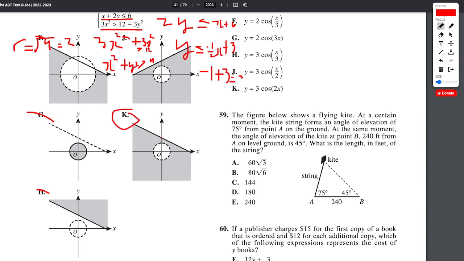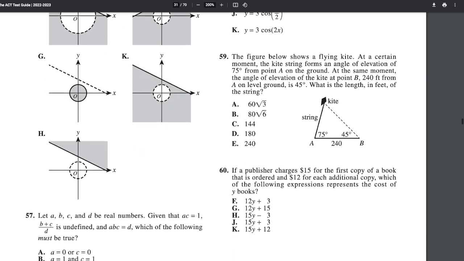Alright. 0, 3 is a point. This is 0, 2. This is 0, 3. Alright. The circle should be below the line. Just remember that. Okay, good. Alright.